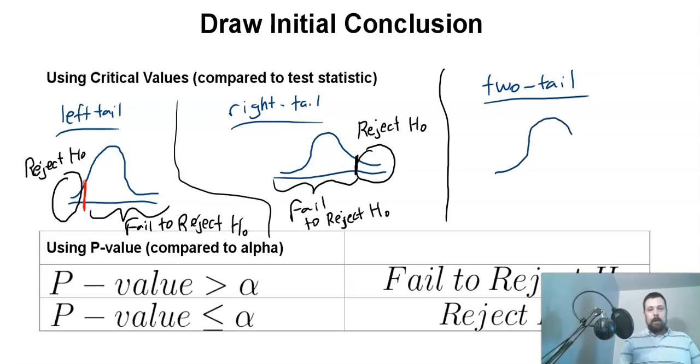So it would look like this. In the case of a two-tail test, well, let me try that one more time. Oh, that was still pretty bad. Maybe a little bit slower this time. Okay, that was okay.